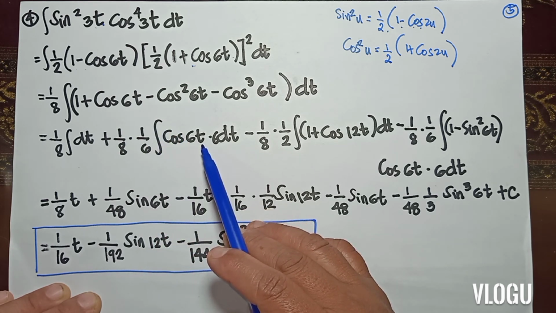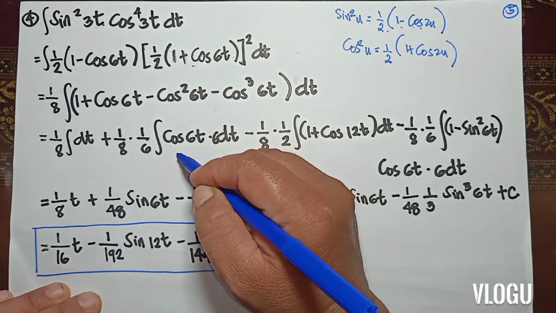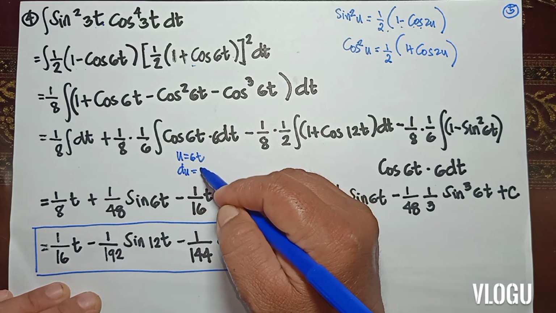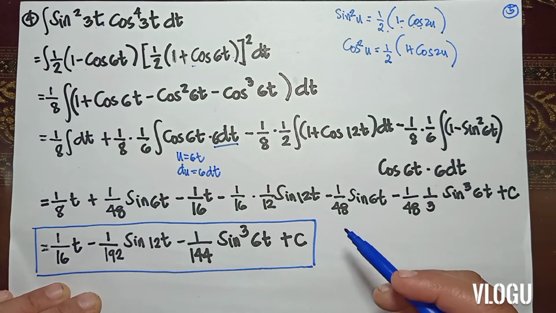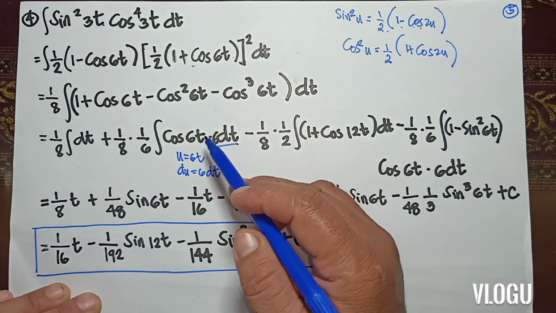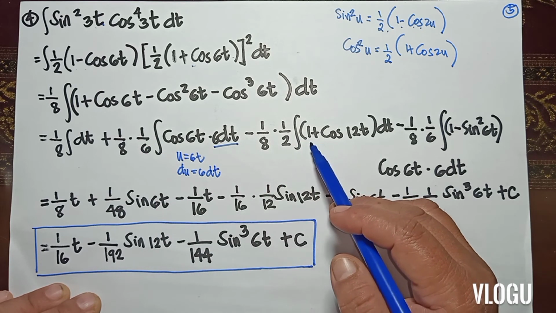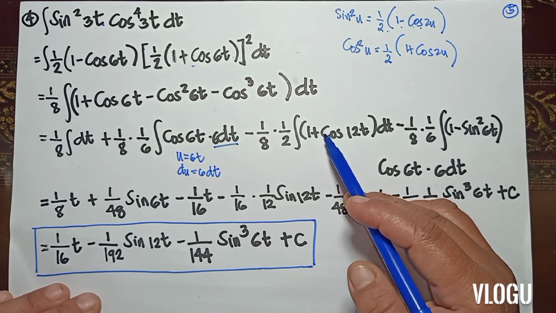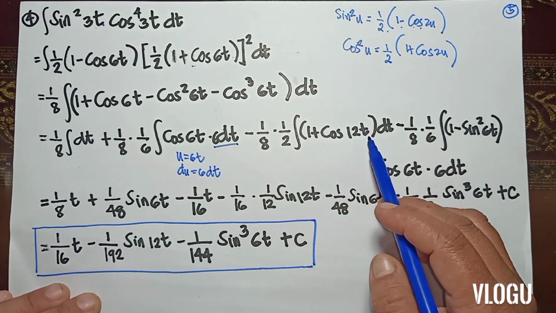Because it is one trigonometric function only, our u is 6t, and du is equal to 6 dt. So this is our du. Therefore, we multiplied 6 here and multiplied 1 over 6 outside. And then you will have cosine squared here, so you will use 1 plus cosine 12t, the integral.